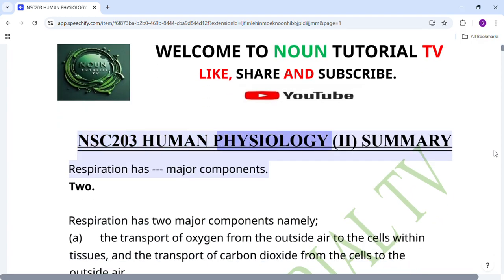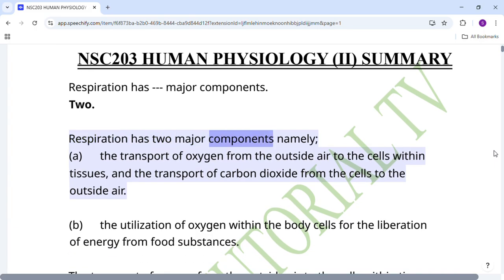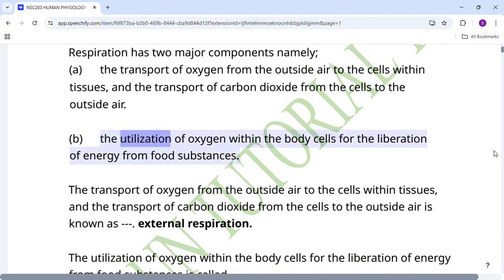NSC203 Human Physiology. Summary. Respiration has two major components, namely: a. the transport of oxygen from the outside air to the cells within tissues, and the transport of carbon dioxide from the cells to the outside air. b. the utilization of oxygen within the body cells for the liberation of energy from food substances.